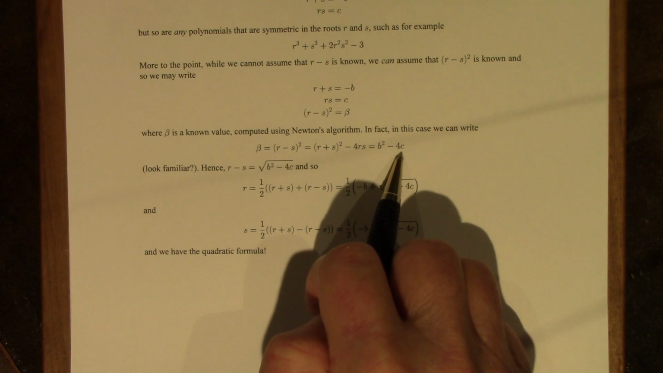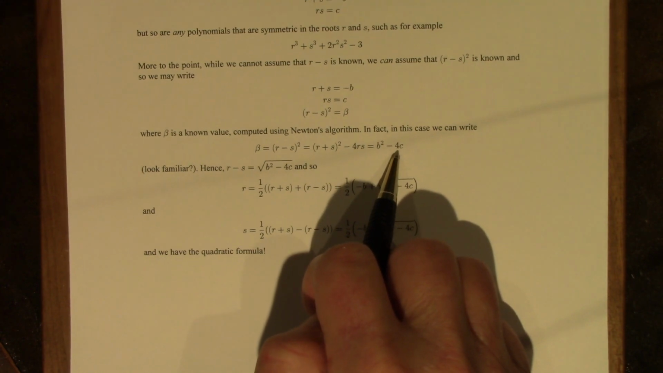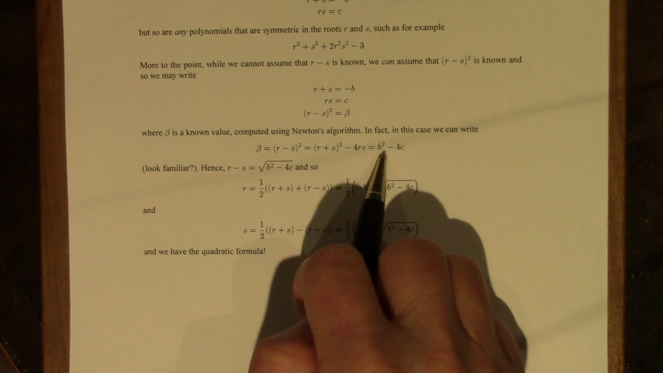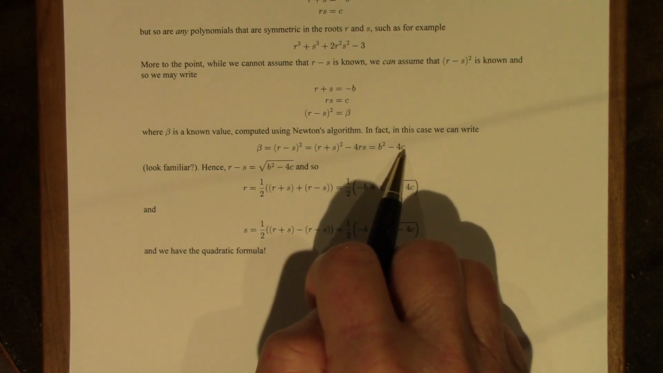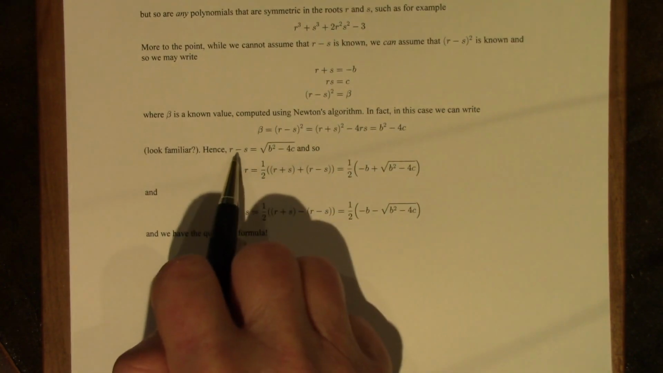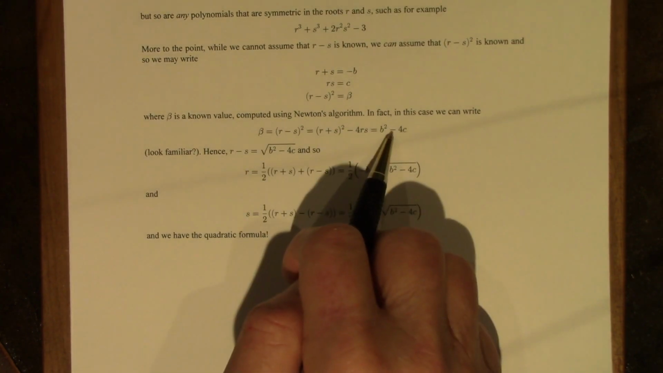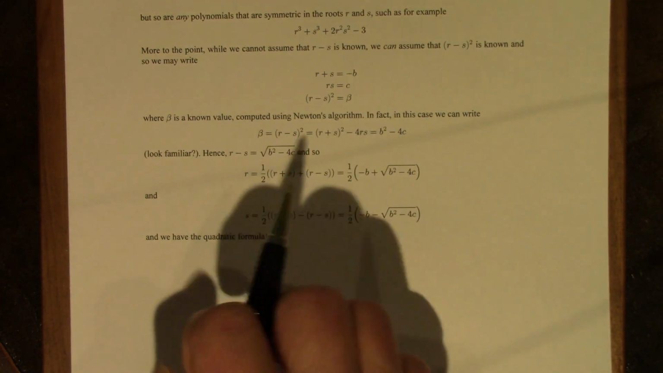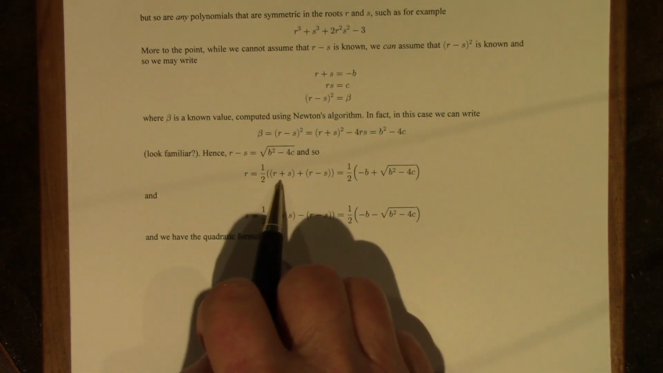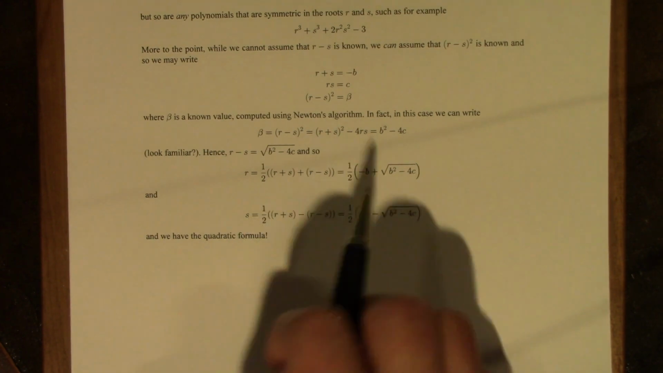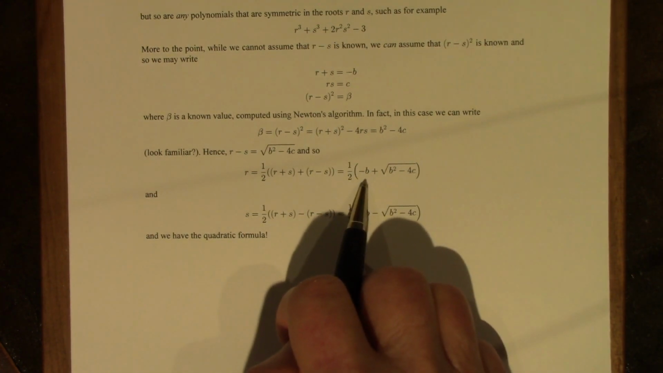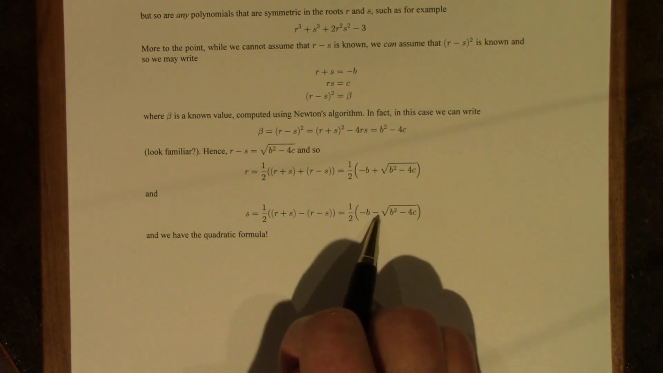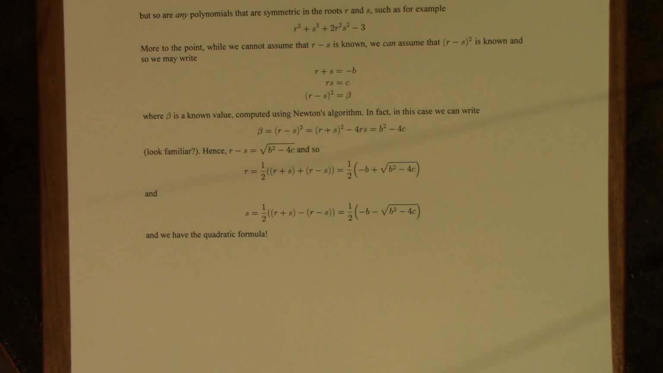Look familiar? Remember, a is 1, it is a monic polynomial. So this is b squared minus 4ac. So r minus s is the square root of this. And so r is 1/2 of r plus s plus r minus s, which is 1/2 of negative b plus square root of this business, or negative square root. We have the quadratic formula.